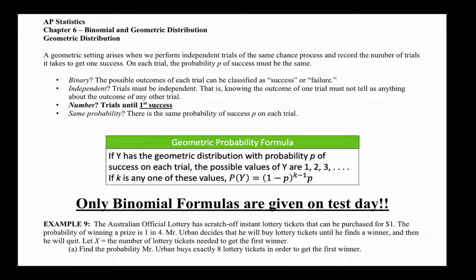There's no fixed number for these. So for geometric, if there's a fixed number, it's not going to be geometric. So binary is still the same. Independent is still the same. Same probability throughout, that's the same. BINS are the same as binomial. There is no fixed number though. It's go until you have your first success.